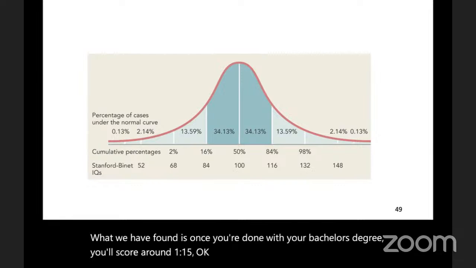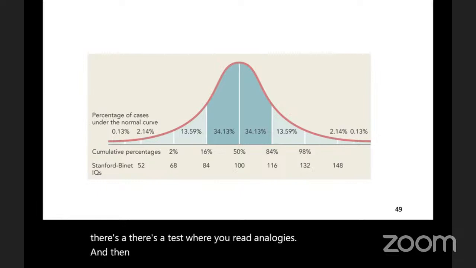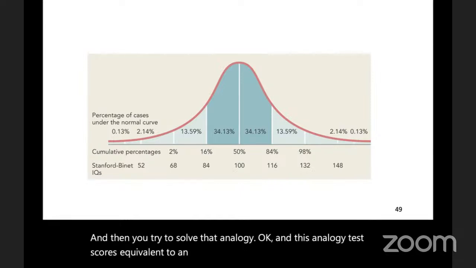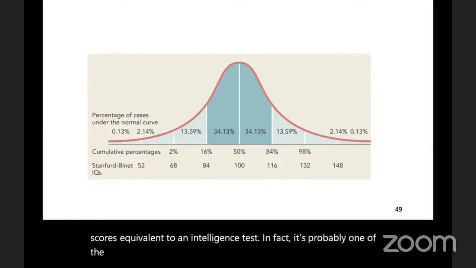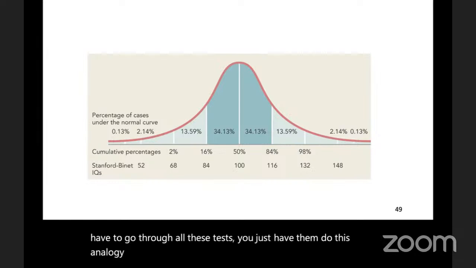Okay. Another good example of this is that there's a test where you read analogies, and then you try to solve that analogy. Okay, and this analogy test scores equivalent to an intelligence test. In fact, it's probably one of the easiest tools to assess someone's intelligence because you don't have to go through all these tests. You just have them do this analogy and you score it, and there it is, and it's equivalent to a full test.